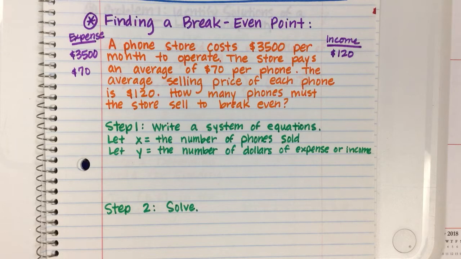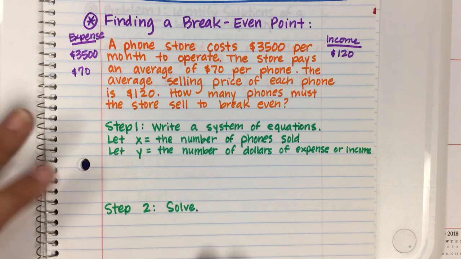All right, so step 1 is to write a system of equations. So you're going to let X be the number of phones sold and Y be the number of dollars of expense or income, either one. We're going to have one equation for income and one for expenses.